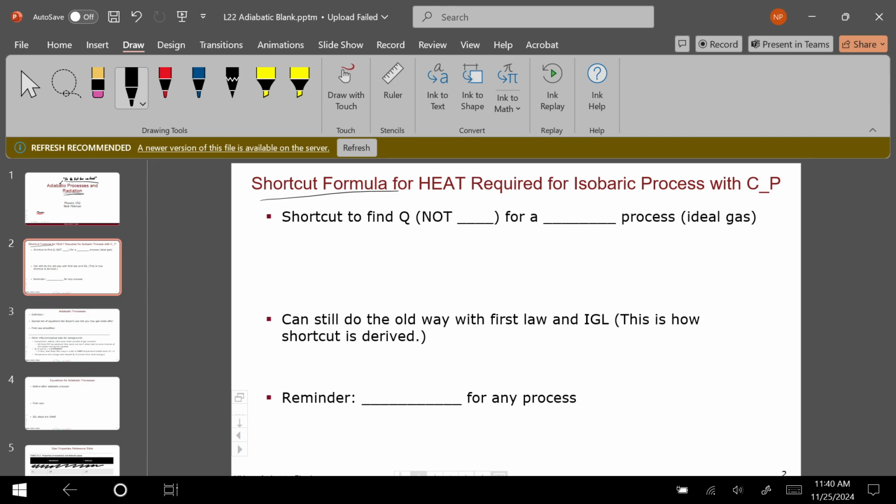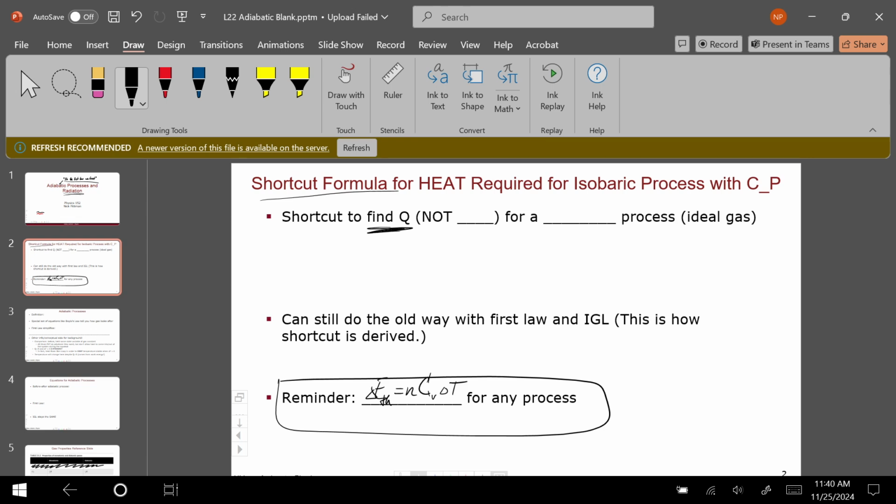The true formula that you really, really use super often is this one with capital CV. This is the important one. This is a trick that lets you go super fast to find Q, the heat, not delta E thermal, for an isobaric process. Okay, there are no other uses for this equation.